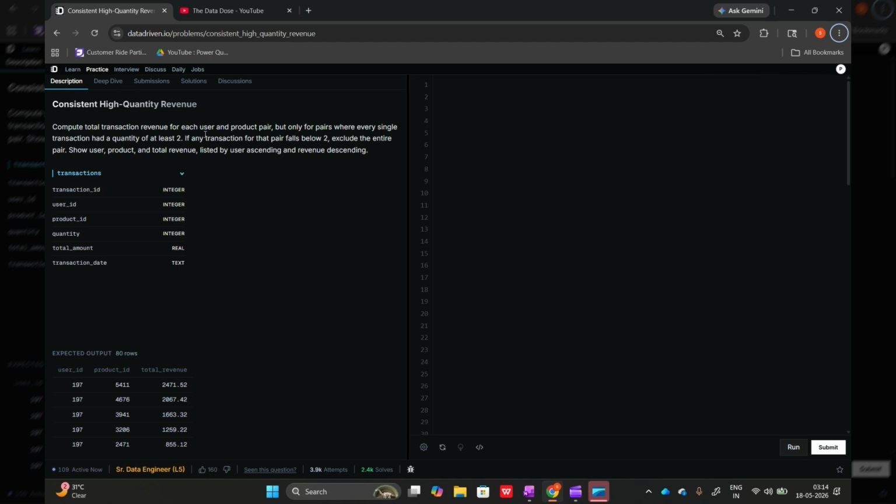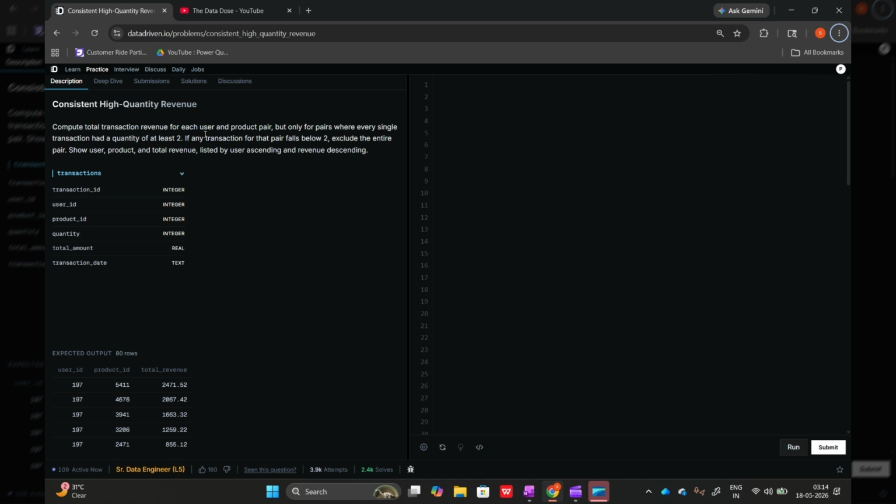And then the main condition: only for the pairs where every single transaction had a quantity of at least 2. So for that user and that product, the quantity purchased in every transaction should be at least 2. If any transaction for that pair falls below 2, we need to exclude the entire pair.